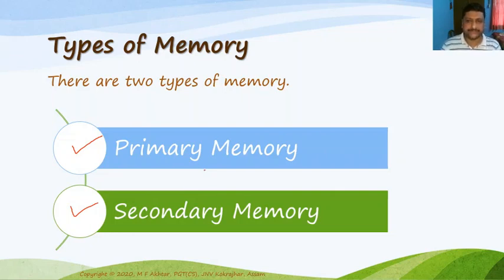Now understand why it is needed, because some memory is temporary memory. Temporary memory is where data is stored, and as and when the computer is switched off, all the data will be erased. So sometimes we need to store some data for further work, or permanently. Then another type of memory is needed, which is known as secondary memory.